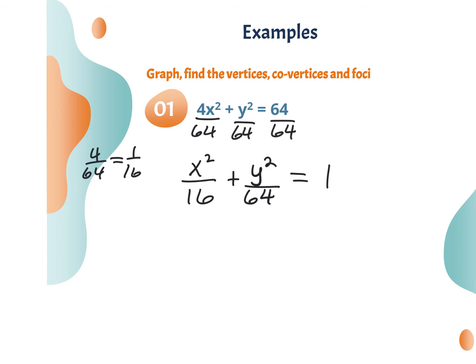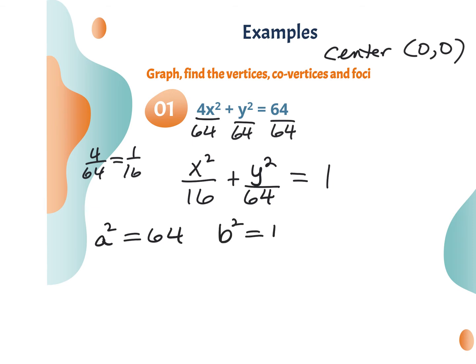Now, notice there's nothing being added or subtracted to the x squared, y squared. So this tells me my center is at 0, 0. There's no h and k yet. Now, again, remember, your larger denominator is always your a squared. So my a squared is 64. My b squared is the smaller denominator, it's the 16. I need to find my a and my b value to get my vertices and my covertices.